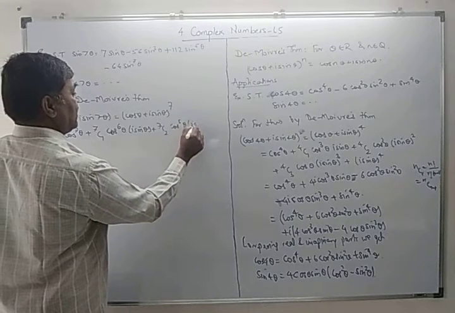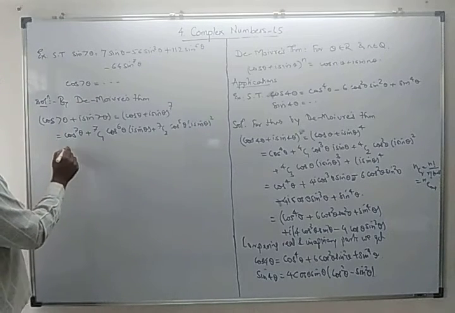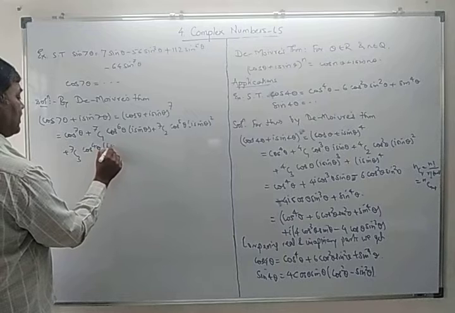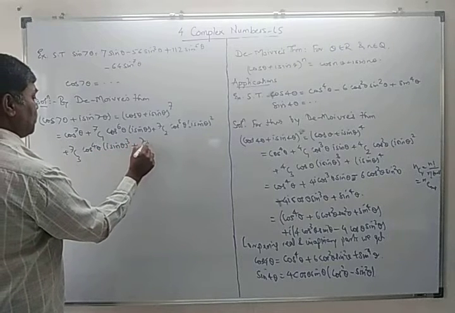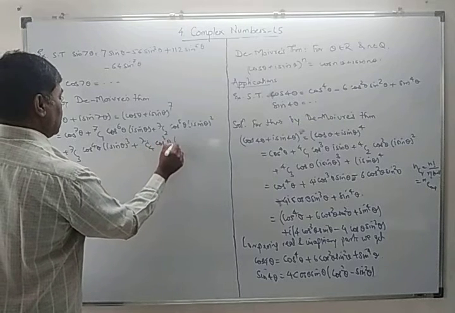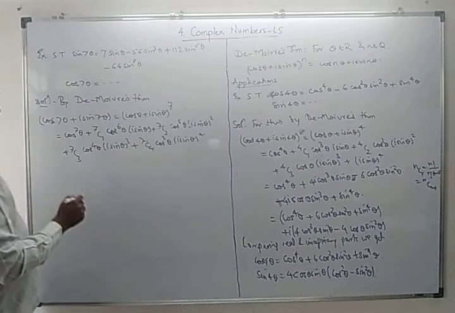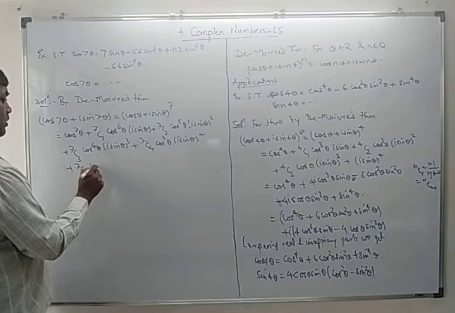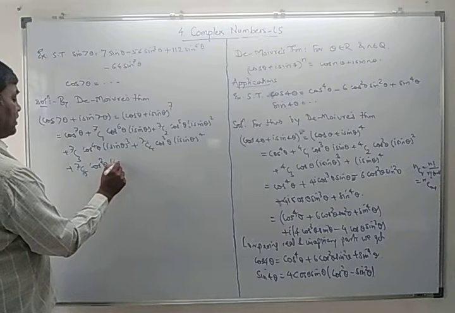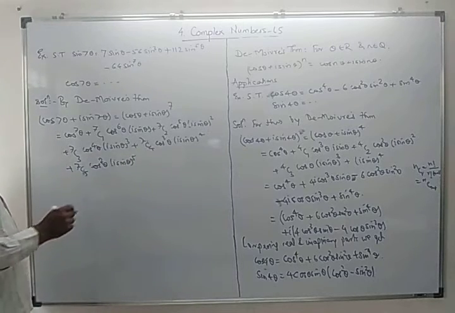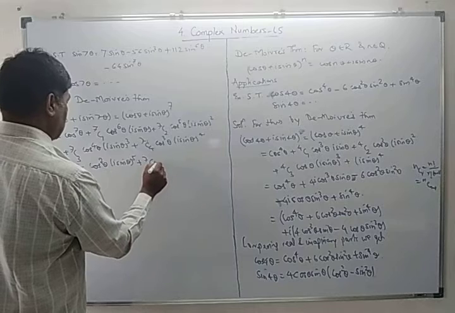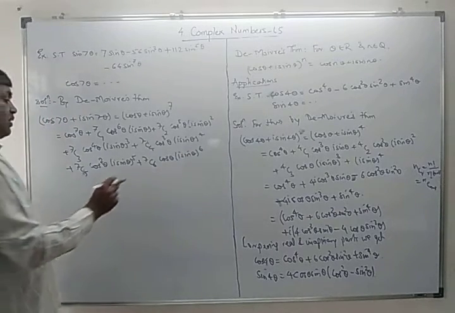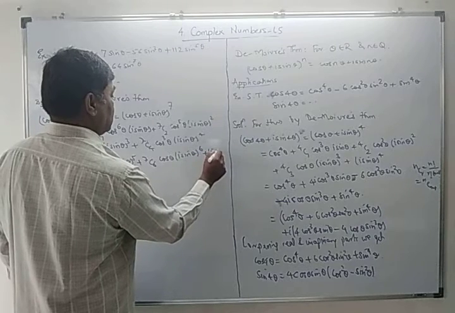5 theta into (i sin theta) square plus 7C3 into cos raised to 4 theta into (i sin theta) raised to cube plus 7C4 cos cube theta into (i sin theta) raised to 4 plus 7C5 cos square theta into (i sin theta) raised to 5 plus 7C6 into cos theta into (i sin theta) raised to 6 plus 7C7 (i sin theta) raised to 7.